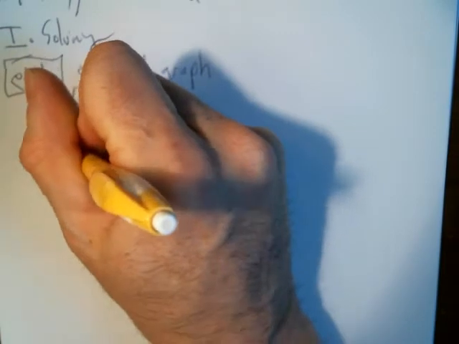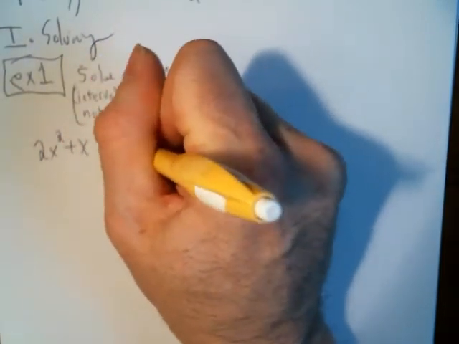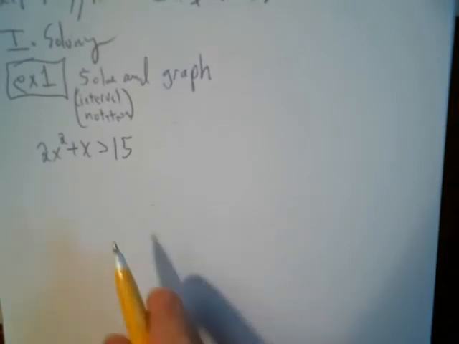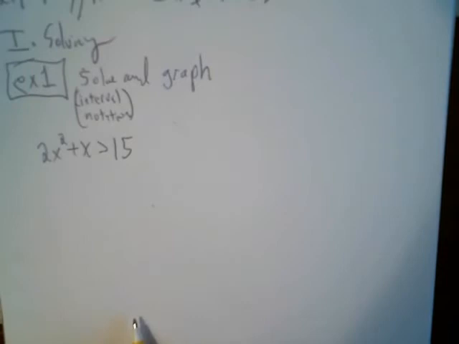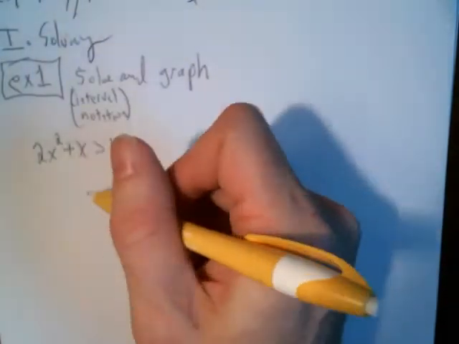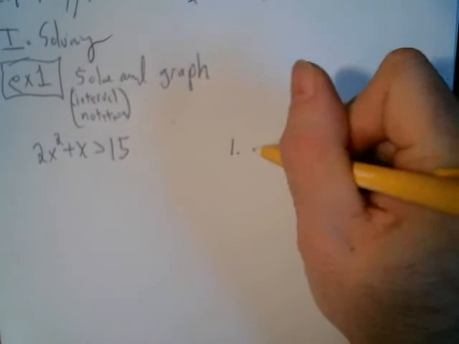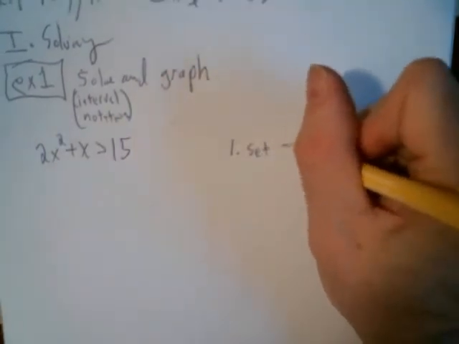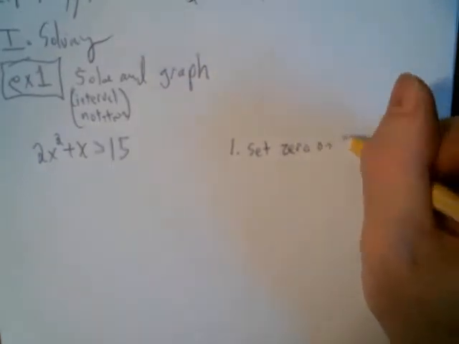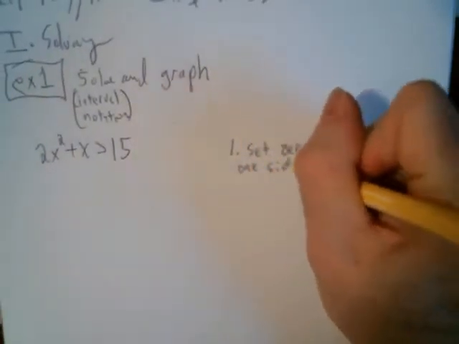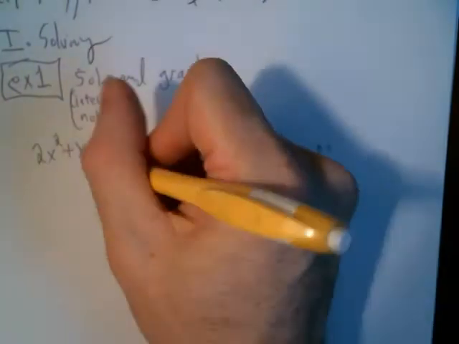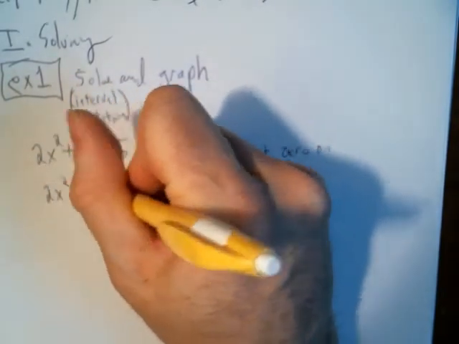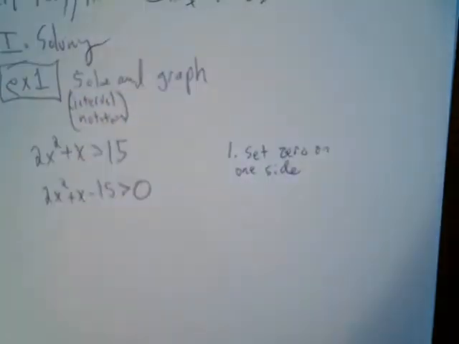2x squared plus x greater than 15. Our first step is to get 0 on one side, and that's basically what you had to do when you solved quadratics, so it should feel similar. We're setting 0 on one side. Simple enough, we're just going to subtract 15 from both sides. We get 2x squared plus x minus 15 greater than 0.